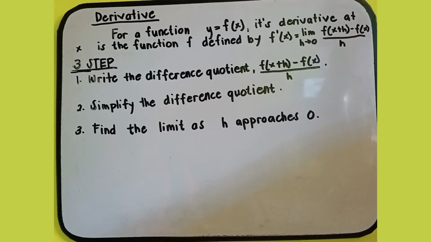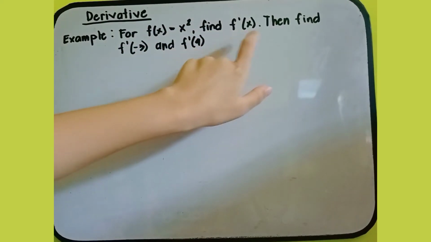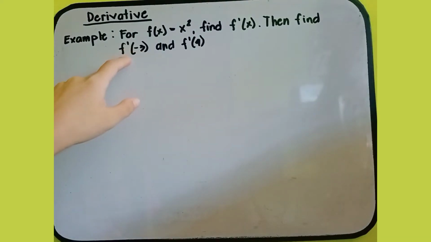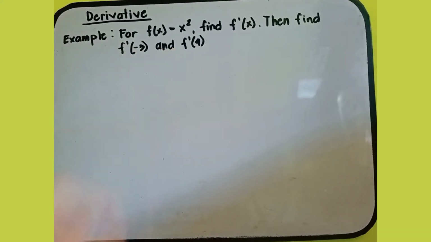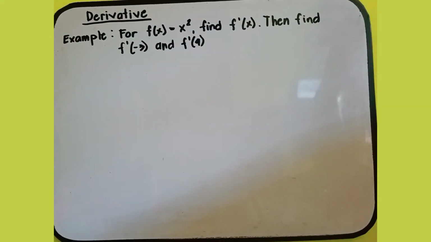Let's now move to our examples. For our first example, for f of x equals x squared, let's find f prime of x, then find f prime of negative 3 and f prime of 4. To calculate the derivative of f of x equals x squared, let's follow our three-step rule.